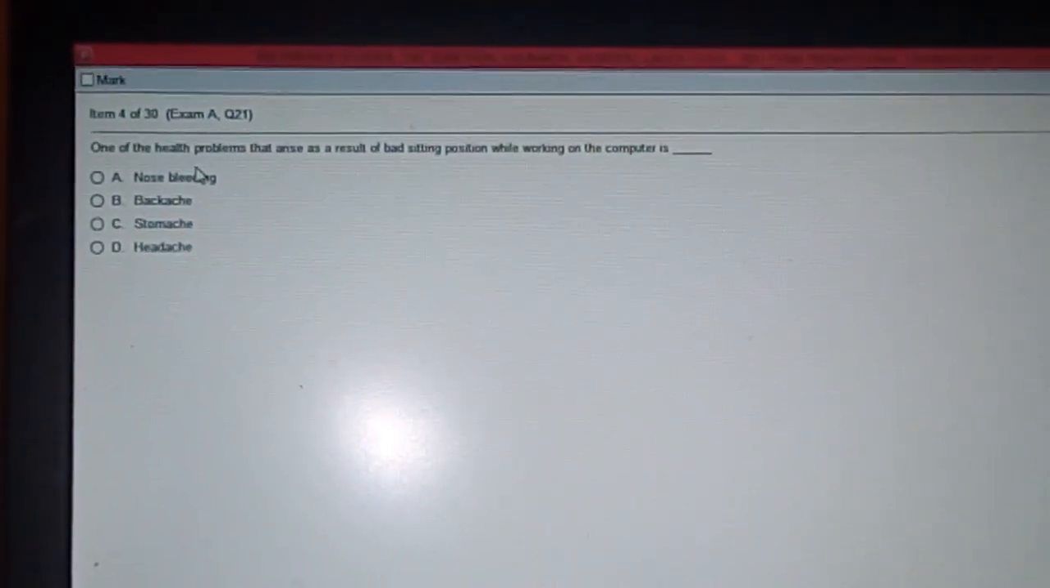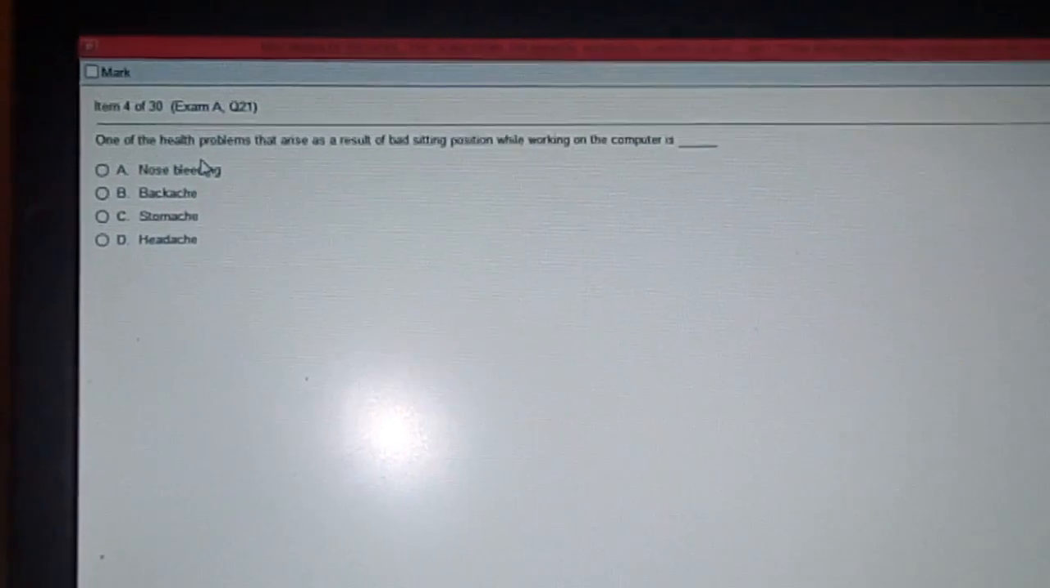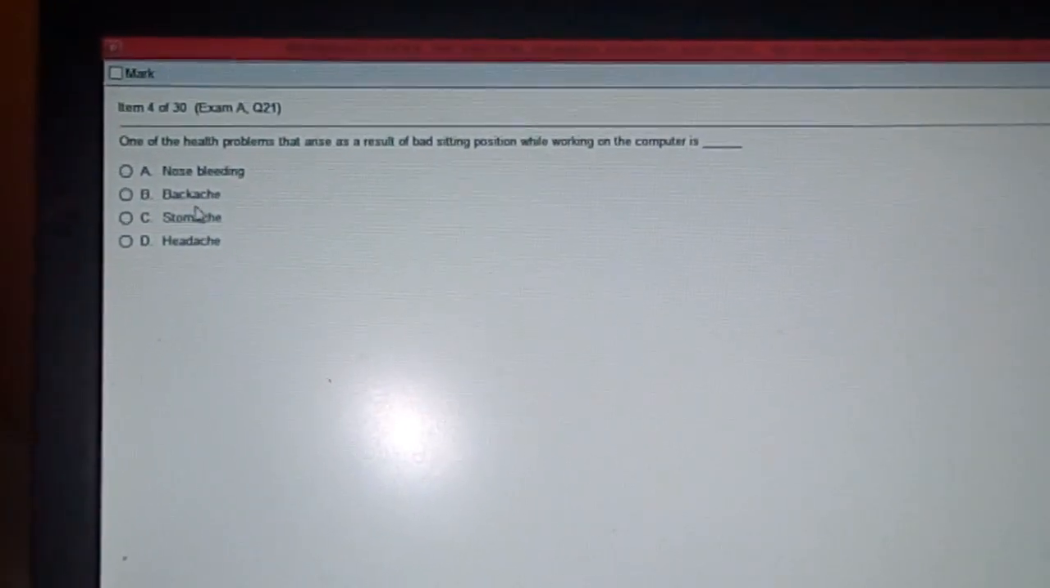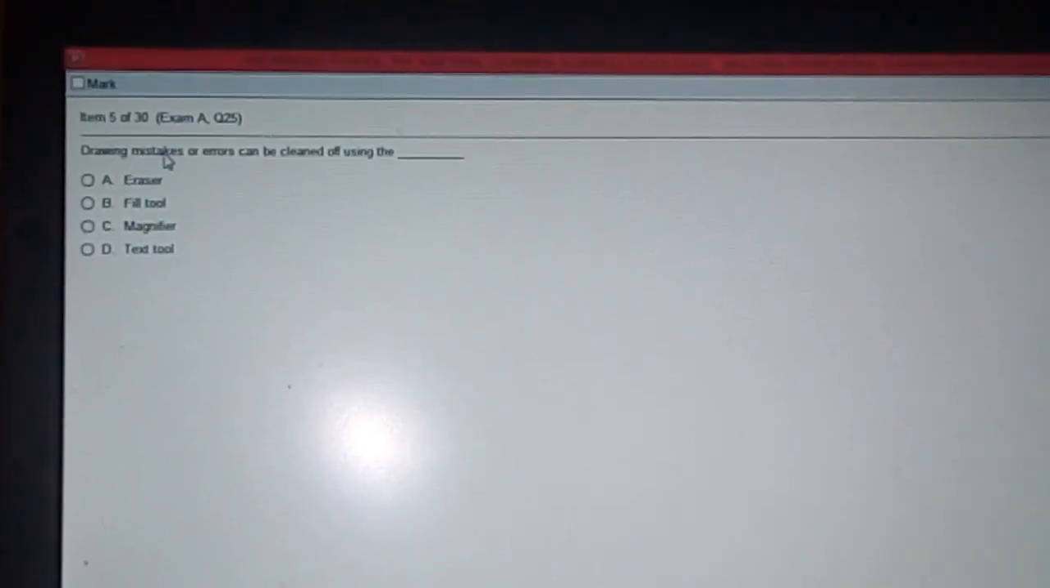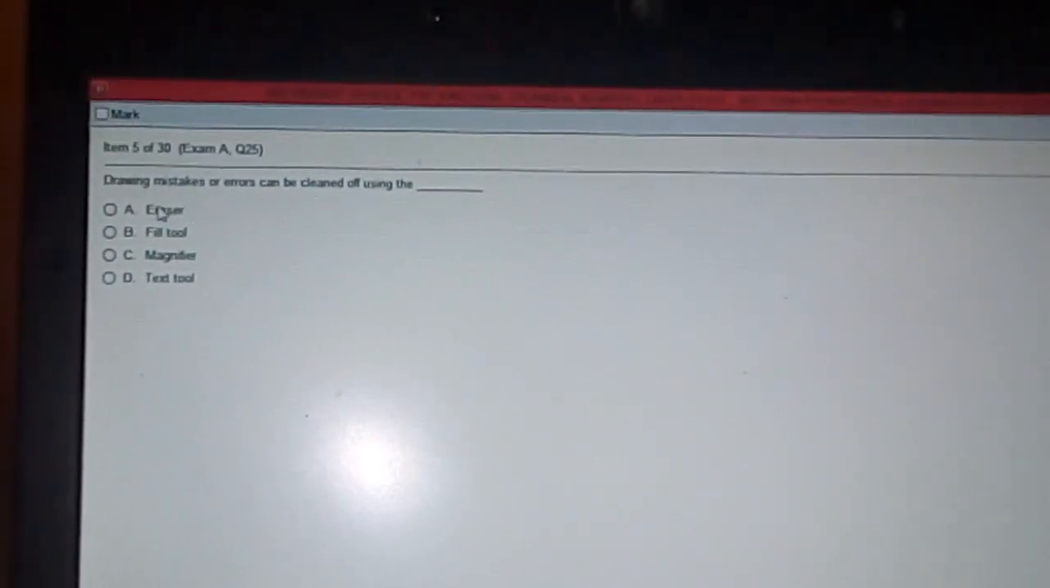One of the health problems that arise as a result of bad sitting position while working on the computer is backache. Then we have the next again. Drawing mistakes or errors can be cleaned off using the eraser. That's talking about the paint application. You have the next.